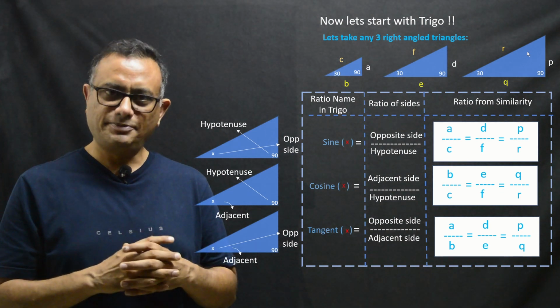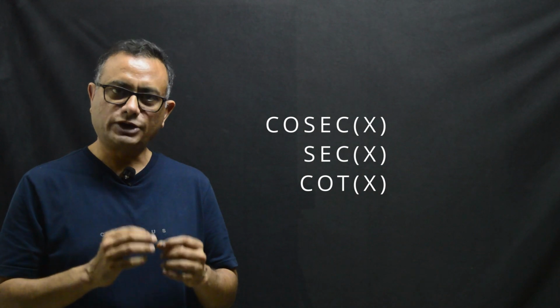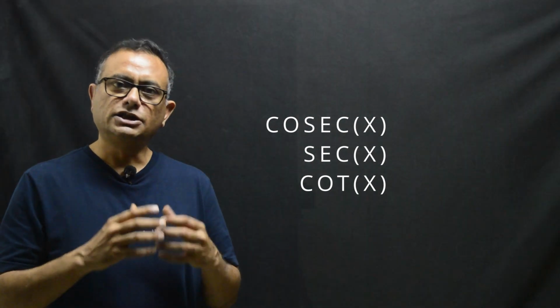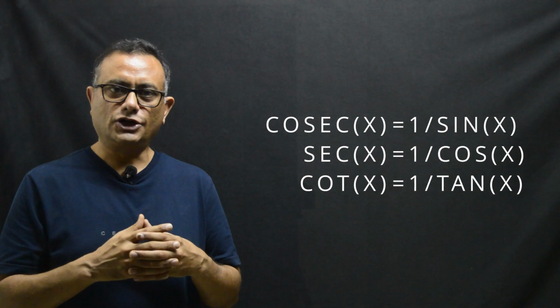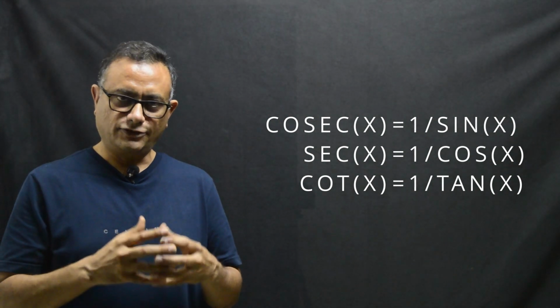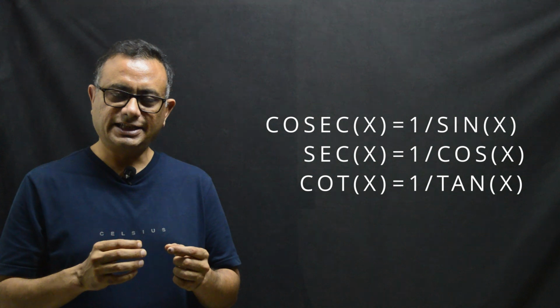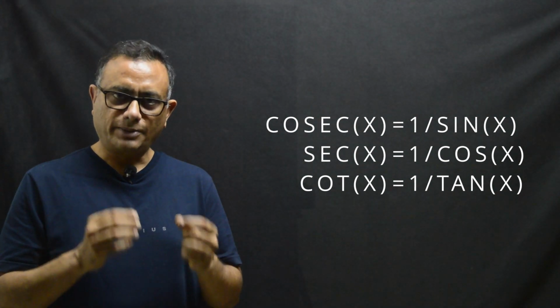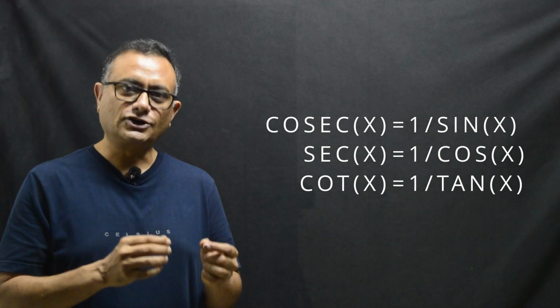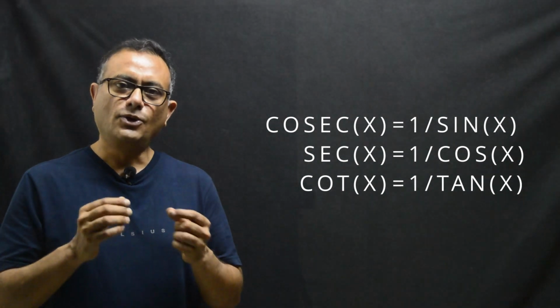In addition to these three primary ratios, there are three other ratios which can be derived from them. What are they? They are called cosecant X, secant X and cotangent of X, which are nothing but the reciprocals of sine, cos and tangent. Therefore, cosecant X is equal to 1 by sine X, secant X is equal to 1 by cos X, and cotangent of X or cot X is equal to 1 by tangent of X. That completes all the ratios that are available in trigonometry. I hope you have understood this.